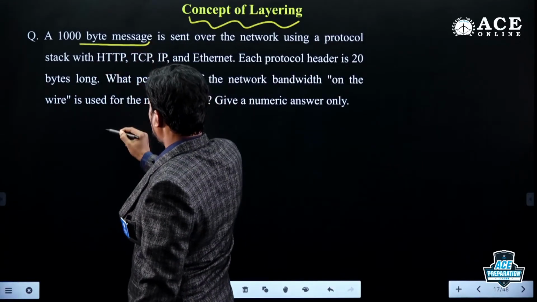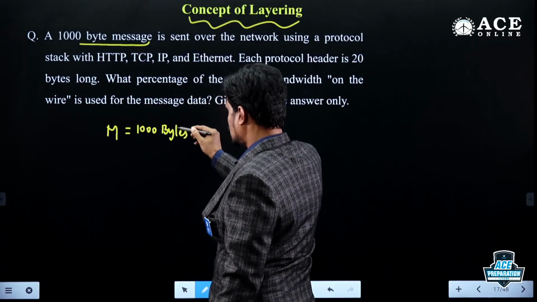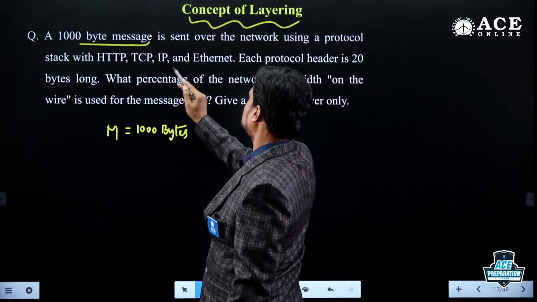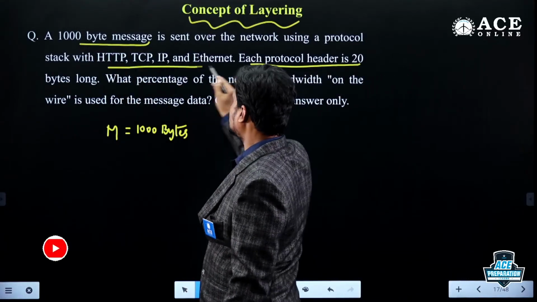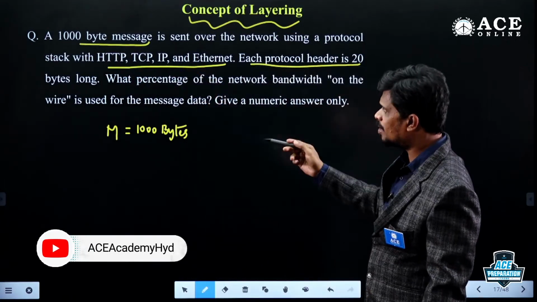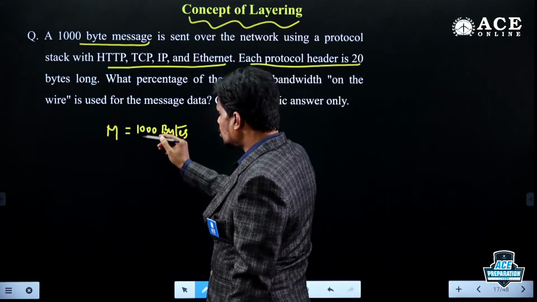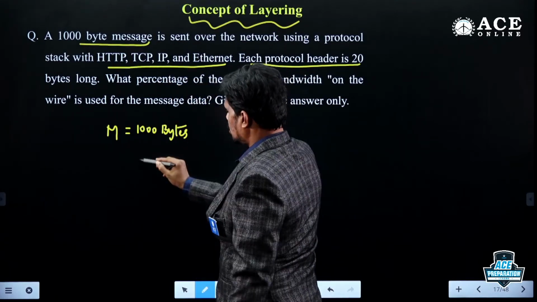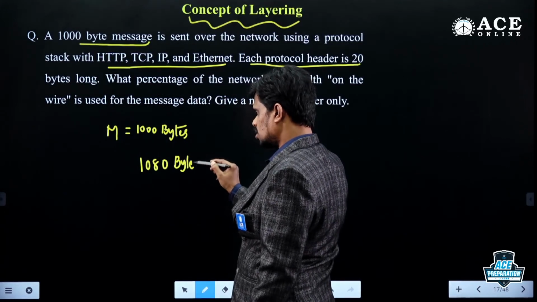Message size is 1000 bytes. M is given as 1000 bytes. It is sent over the network using a protocol stack: HTTP, TCP, IP and Ethernet. Each protocol header is 20 bytes. So via how many protocols is this message traveling? 4 protocols. All these 4 protocols are appending their own headers, each having a length of 20. It means that this 1000 bytes is getting 80 bytes of header added. So the total message that is going to be placed onto the network is 1080 bytes.